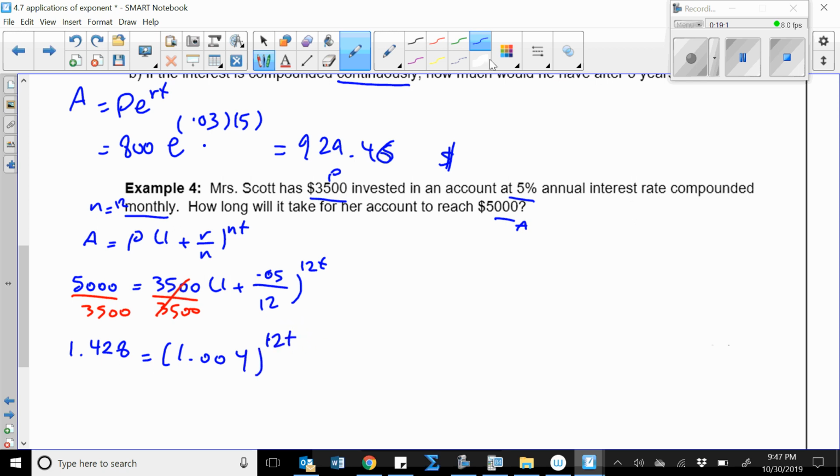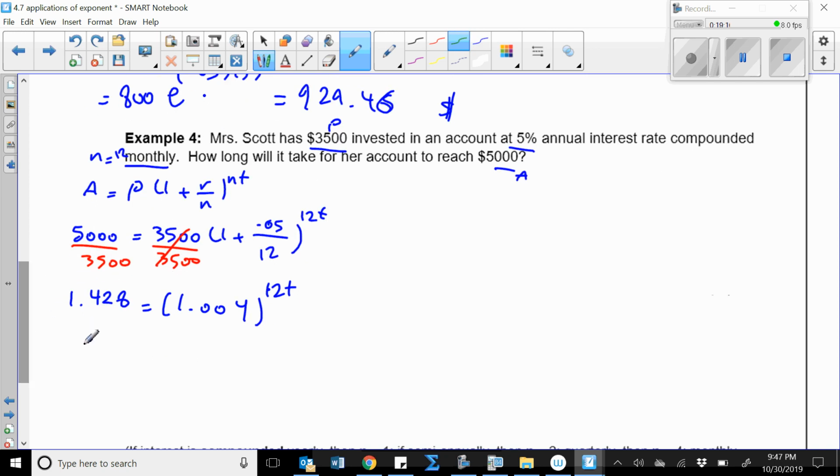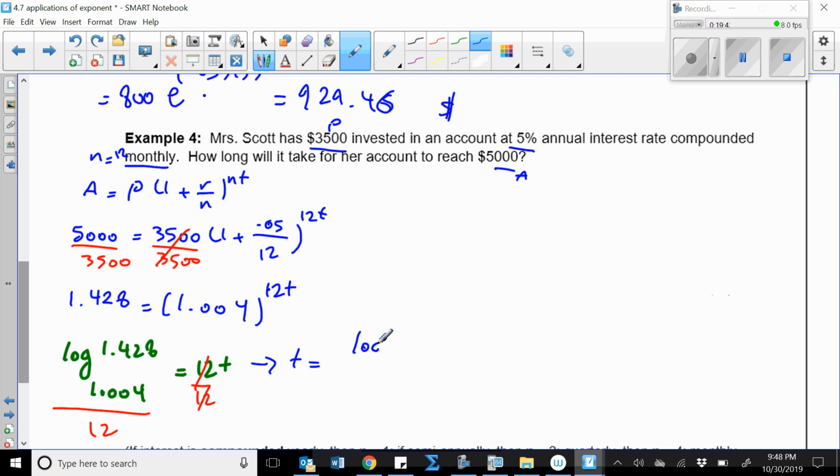Now I need to solve for t, so I'm going to change this to log form. So log of 1.428 base 1.004 is equal to 12t. If I divide by 12 both sides, then t will be equal to log of 1.428 base 1.004, divided by 12.